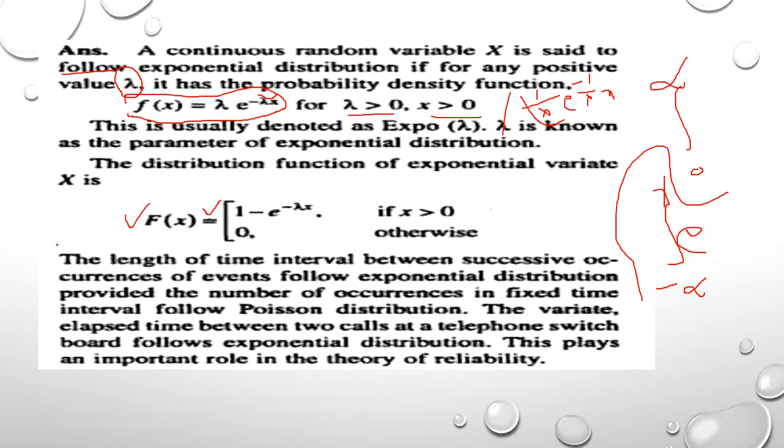See, this is the main application for exponential distribution. The length of time interval between successive occurrences of an event follows exponential distribution. It means successive time intervals follow exponential distribution.